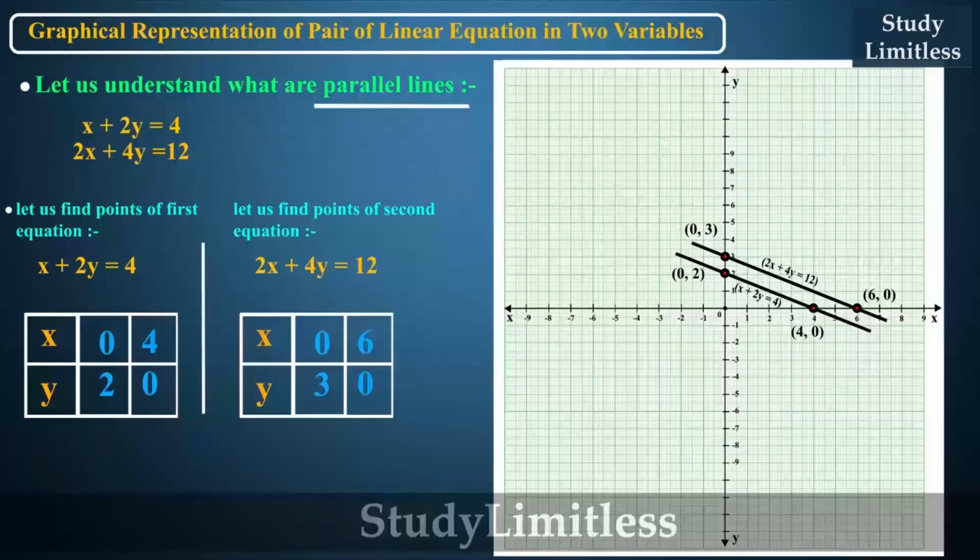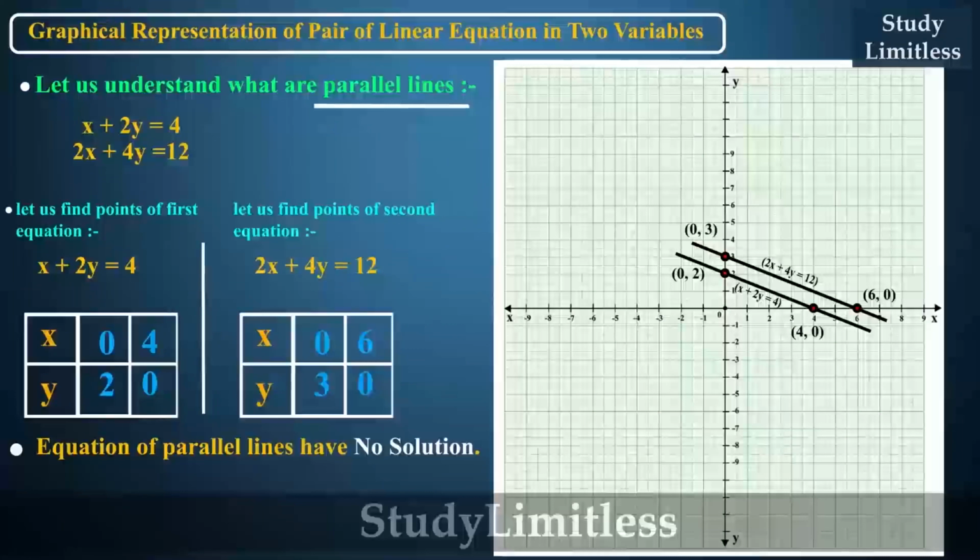We can clearly observe on the graph that these 2 lines would never intersect. That means they are parallel. If these 2 lines never intersect, they would not have any point in common. That means they would not have any solutions. Here we can say that the given pair of equations does not have any solutions.